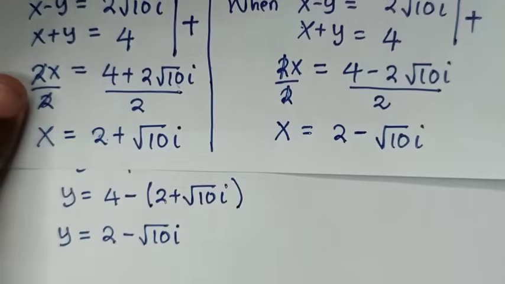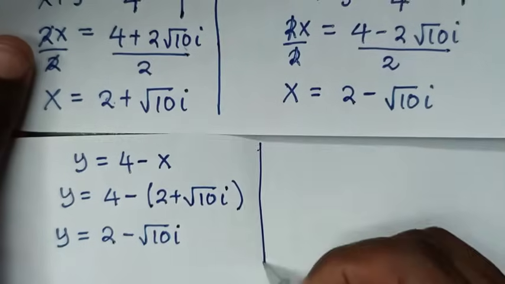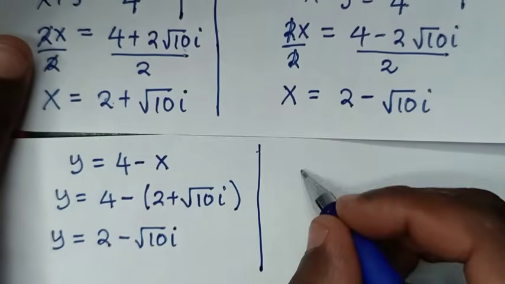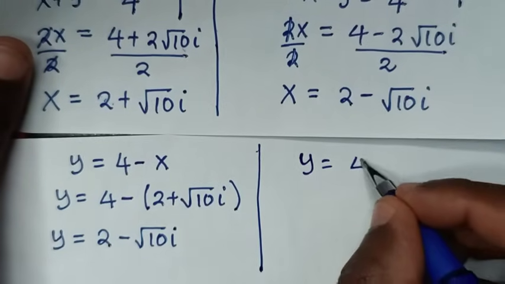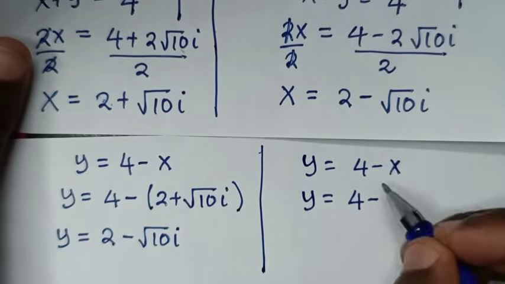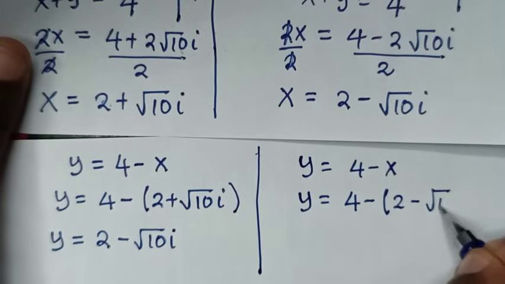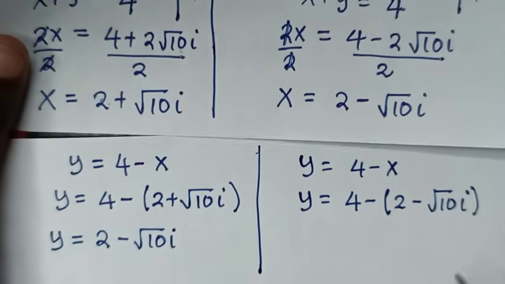Then we already have the value of x. To find the value of y, from here, y is equal to 4 minus x, then y is equal to 4 minus x, which is 4 minus (2 minus square root of 10i).